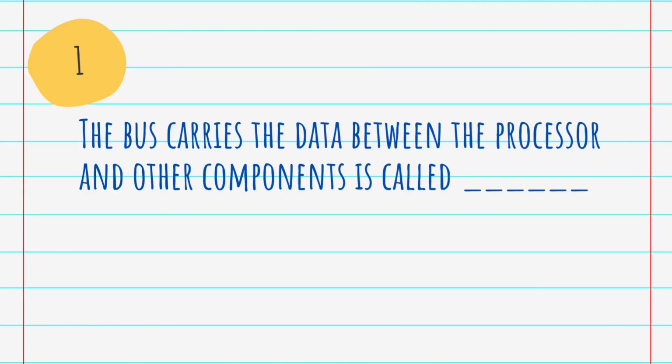Our first question is, the bus that carries the data between the processor and other components is called. Answer is data bus. Data bus carries the data between the processor and other components. Actually, data bus is a bidirectional bus, as we know. Data flows in both directions, from microprocessor to memory or input output devices, and from memory or, we can say, from input output devices to microprocessor.